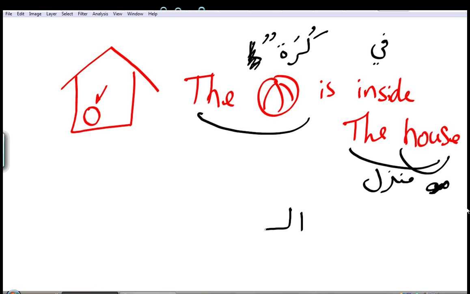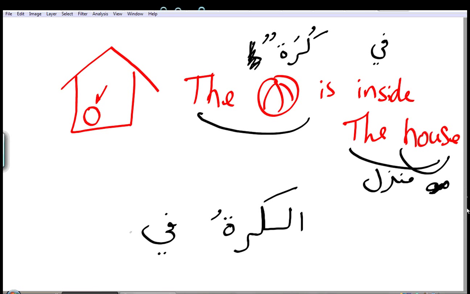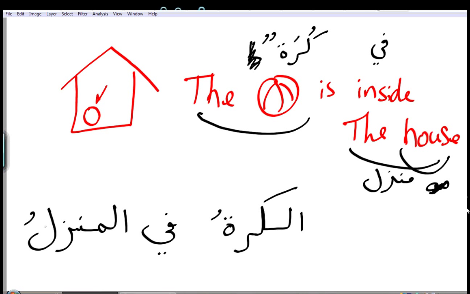So the translation would be the ball, al-kura. Two, I have to add dhamma, and I have to start with al-kura too, and then I put the piece of information just directly without the is, say fi the house, المنزل. But المنزل, nope. That is not the way. It's actually المنزلي.